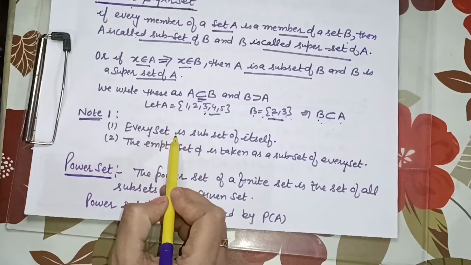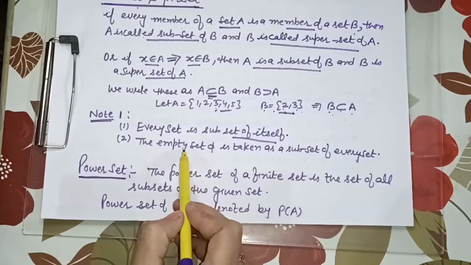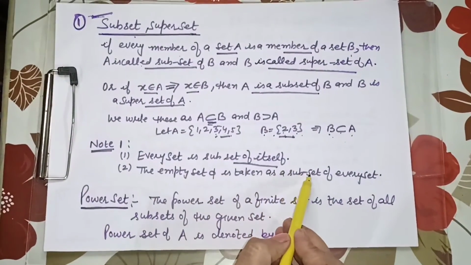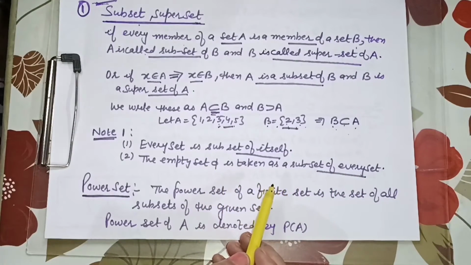Note 1: every set is a subset of itself. And the empty set phi is taken as a subset of every set. That means this is a subset of every set.